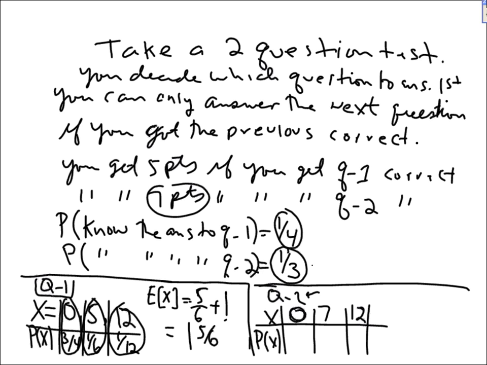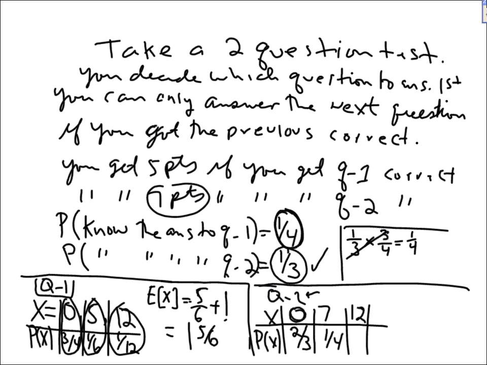Well, the probability that you get question 2 right is 1/3. 1 out of 3 times you'll get it right. So I guess 2 out of 3 times you'll get it wrong. I'll do the probabilities up here. What is the probability that you get 7? Well, that means you get number 2 right and number 1 wrong. The probability you get number 2 right is a third. The probability that you get number 1 wrong, well, you get it right 1 out of 4 times. So you must be getting it wrong 3 out of 4 times. This is just a quarter.